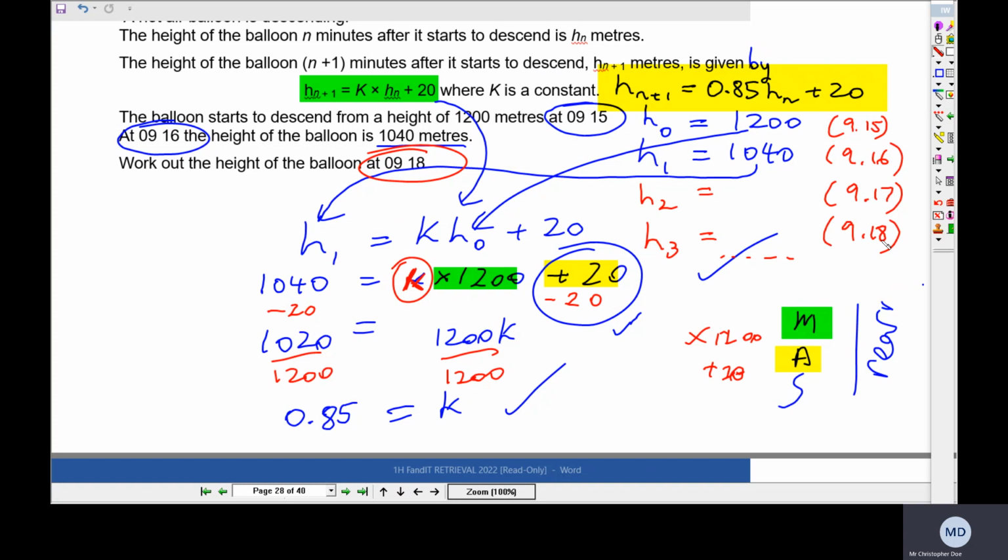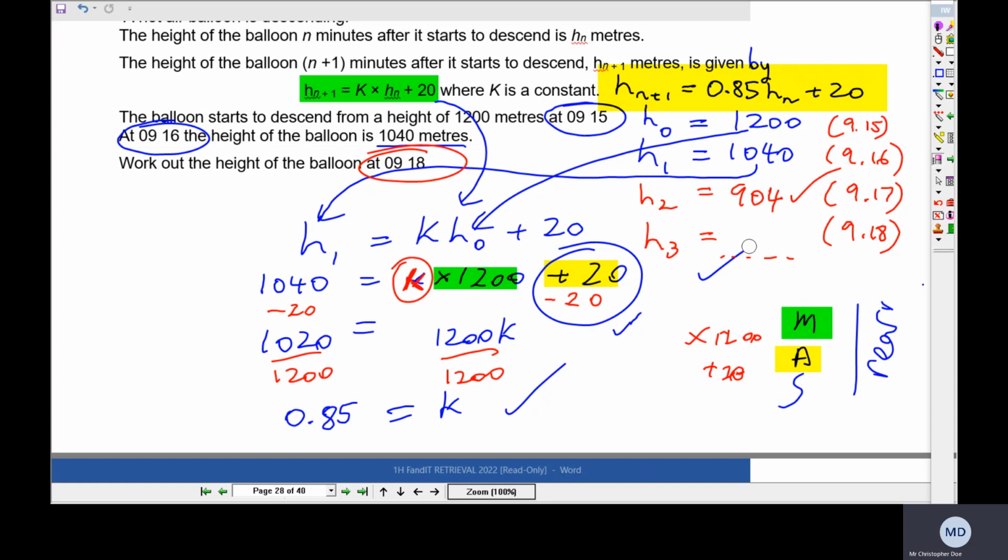Right, hopefully, do you get H2? I think to get H2, you start with H1 on our calculator. I'm going to type in 0.85 times H1, which is 1040, plus 20. I make it to be 904. So if you got 904, that is your third tick, I think. And then because it's 904, I'm going to do 0.85 times my 904 plus 20, which I made to be 788.4. Do you agree with that?